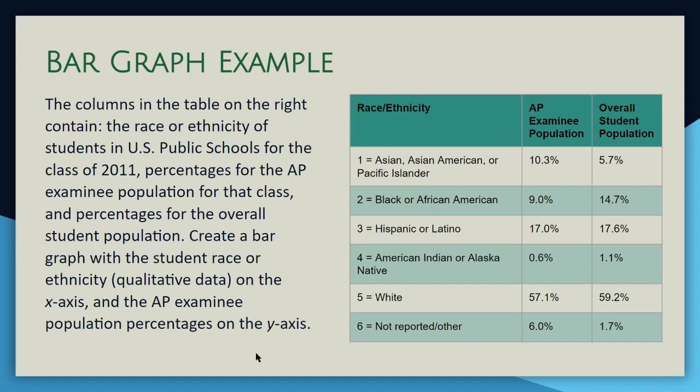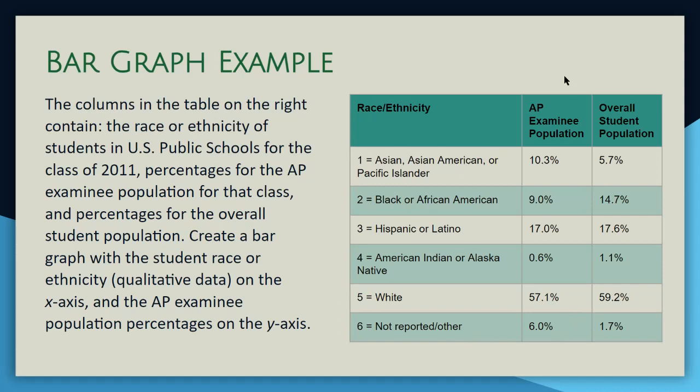So they're asking us to make a bar graph, and they've given us a qualitative variable, which is race or ethnicity. And you can see that they've assigned numbers to it, but those numbers don't have any mathematical meaning. They are effectively labels for us to make graphing easier. But this is nominative data, not ordinal data. There's no ranking here.